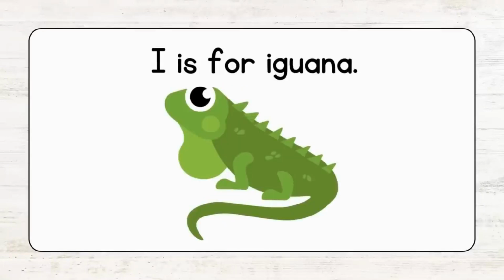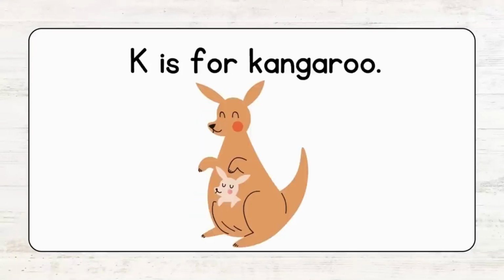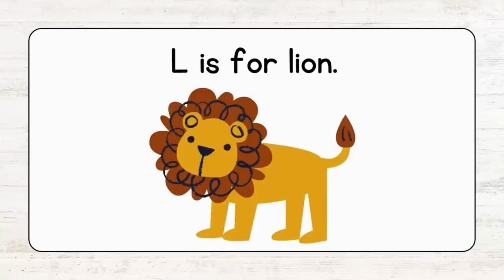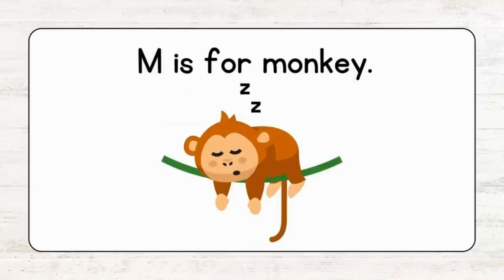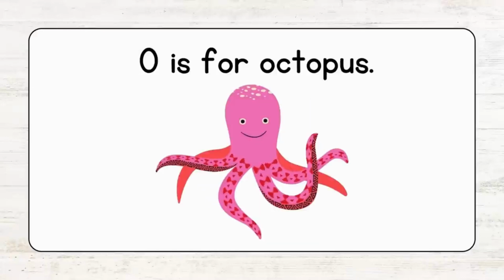Can you say I? J is for jellyfish. Can you say J? K is for kangaroo. Can you say K? L is for lion. Can you say L? M is for monkey. Can you say M? N is for narwhal. Can you say N? O is for octopus.